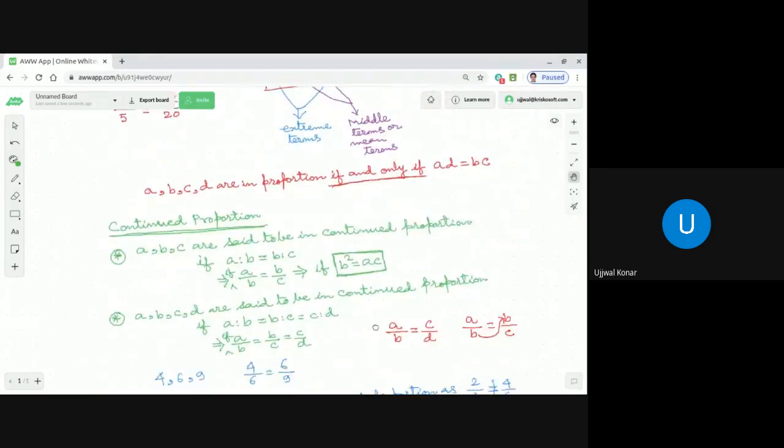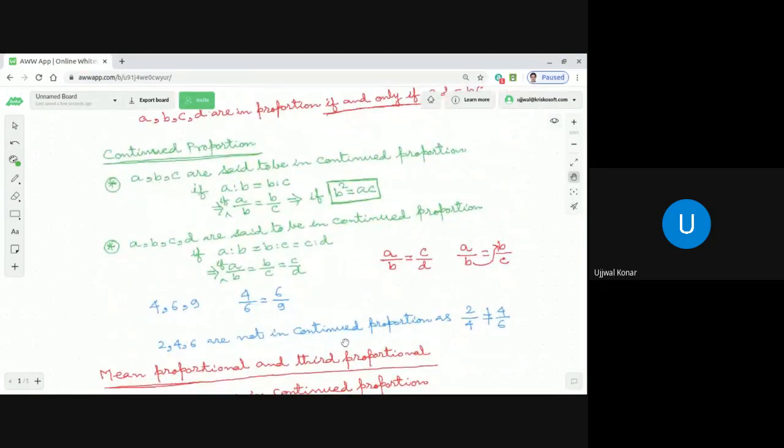After that, we discussed continued proportion. A, B, C are said to be in continued proportion if A by B is equal to B by C. Similarly, four quantities A, B, C, D are said to be in continued proportion if A by B is equal to B by C is equal to C by D. Correct? I'll explain why it is called continued: in the case of three quantities A, B, C, A by B is equal to B by C, as if B is continued. That is why the word continued is there.